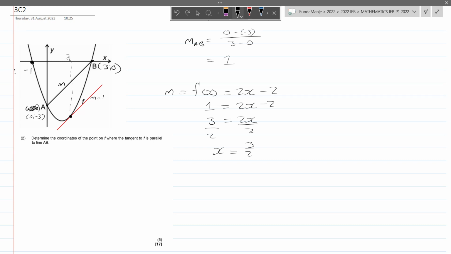And as well, we can find the y value by substituting it into the original equation of the parabola. Since we now have the x value there, we can get the y value, and that would be x squared, but in this case x is 3 over 2, so 3 over 2 squared minus 2x, which is 3 over 2, and minus 3 to give us an answer of minus 15 over 4. Therefore the coordinates will be 3 over 2, minus 15 over 4.